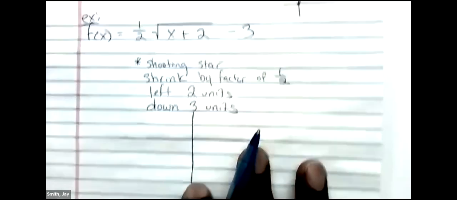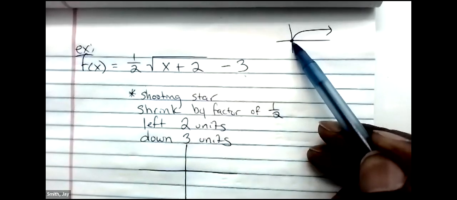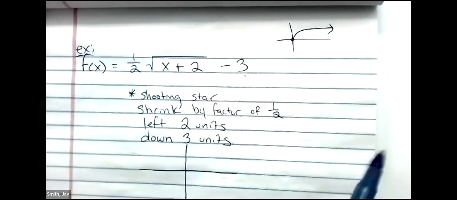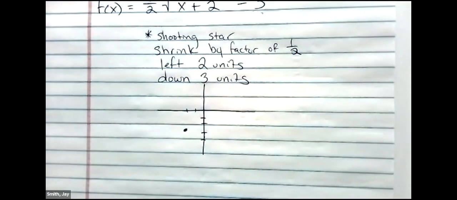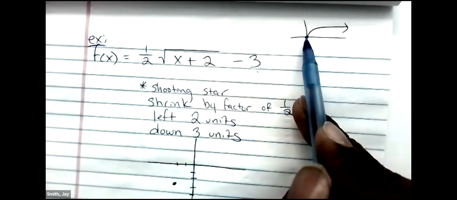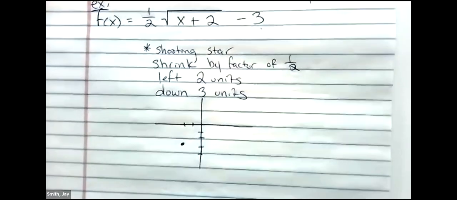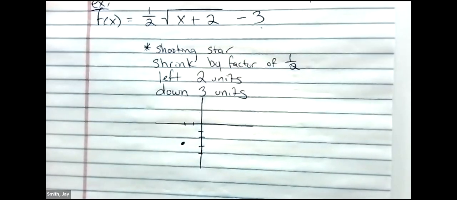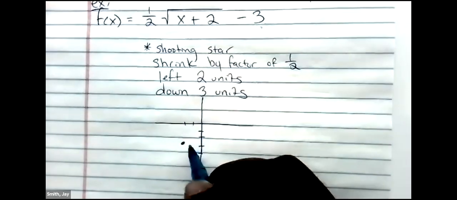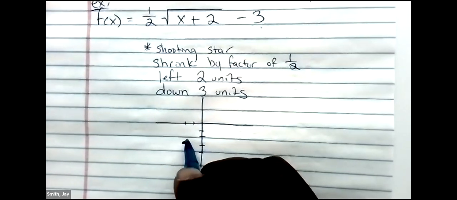All right, so for our parent graph, we started at the origin (0, 0). We know we have to go to the left 2, down 3. So what was at the origin is now at the ordered pair (-2, -3). We already know that it should be the shooting star graph, so the graph should look like so, but it needs to shrink by a factor of 1/2. Now, whenever we're talking about shrinking, we mean vertically. So it should look flatter.